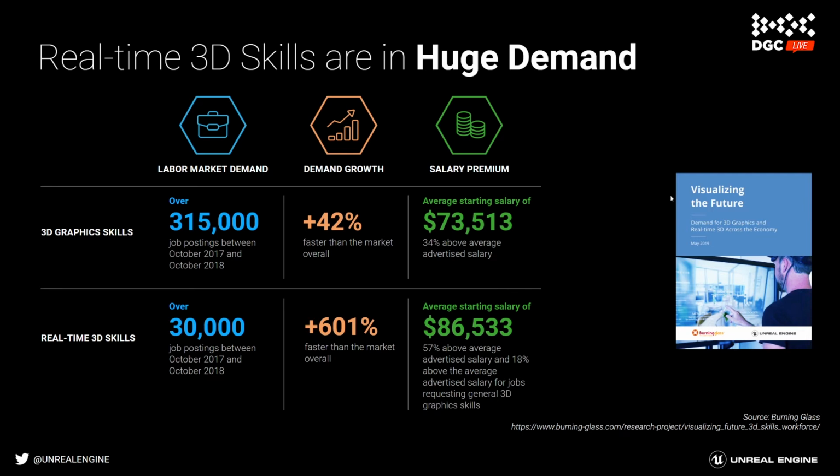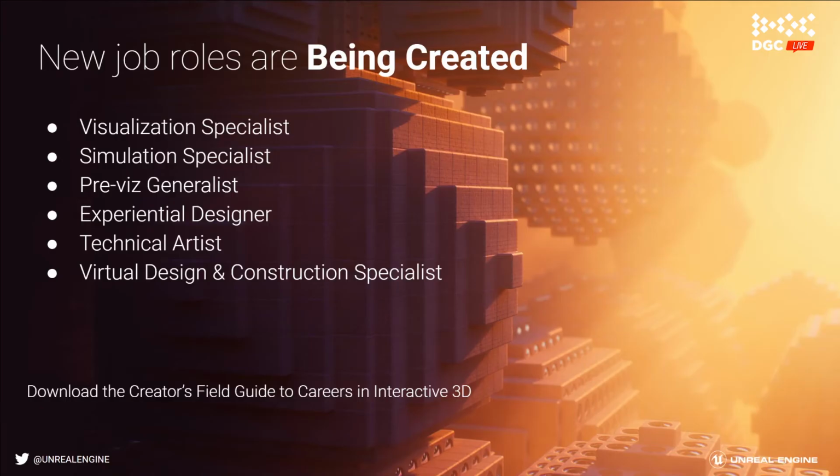And all of this can be downloaded in this Burning Glass report, which you can get from unrealengine.com, or by going to Burning Glass and looking for a report called Visualizing the Future. Now, the types of jobs that everyone is looking for are visualization specialists, simulation specialists, previs generalists, experiential design, technical artists, virtual designers, and construction specialists.